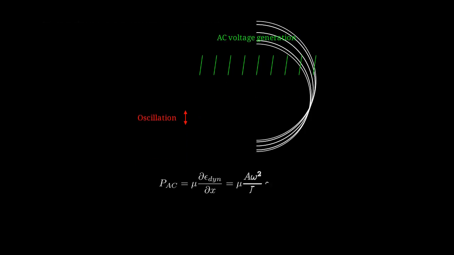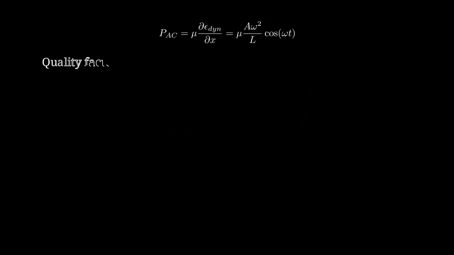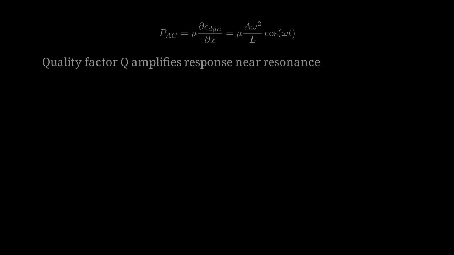The dynamic polarization is mu times the dynamic strain gradient, which scales as amplitude times omega squared over L times cosine omega t. The mechanical quality factor Q amplifies the vibration amplitude near resonance, boosting the flexoelectric signal by a factor of Q, which can exceed 1000 in high-quality nanostructures.